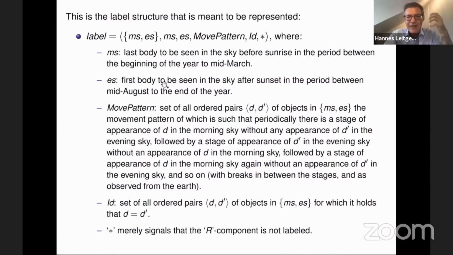Okay, and ES is the first body to be seen in the sky after sunset in the period between mid-August to the end of the year. So what's ES? It's the evening star. And you take them and put them into that set, and that's my domain.